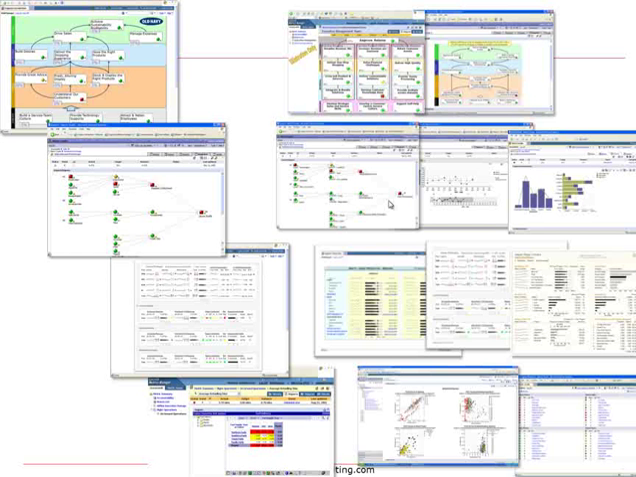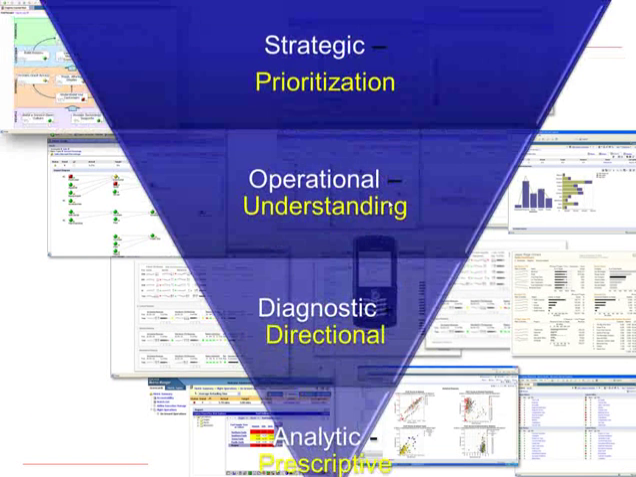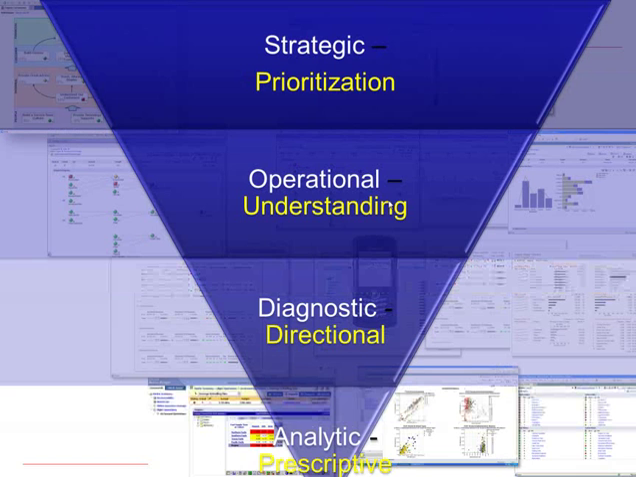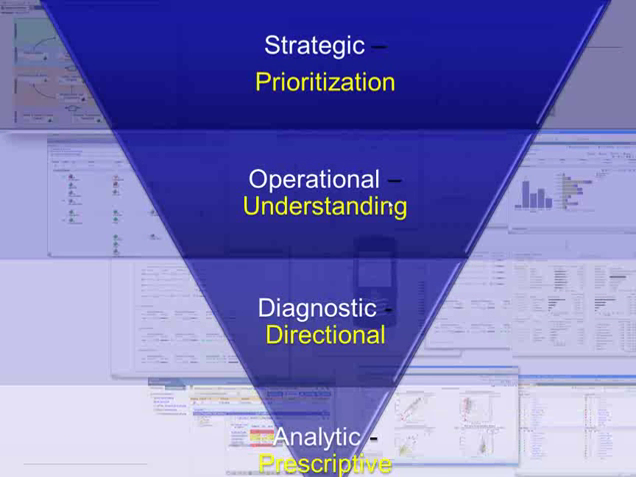Now, to bring you back to where we began, that top layer is a strategic view of the organization. We then need to underpin that with operational understanding, diagnostic tools, and finally prescriptive tools in the analytic category. Now, if you take a look in your organization, I'm sure you'll see bits and pieces of this structure existing. In fact, one of the interesting things that we've discovered is that we don't actually have to start off at the bottom.